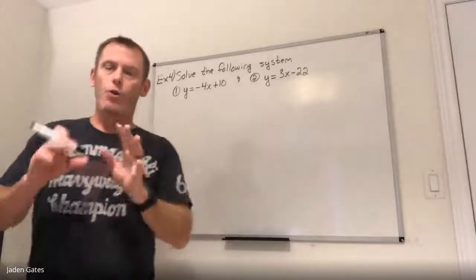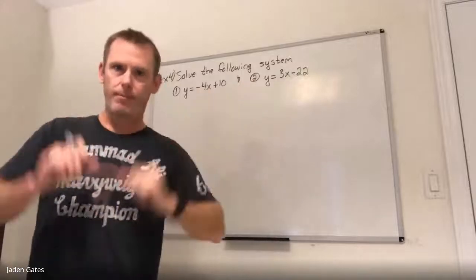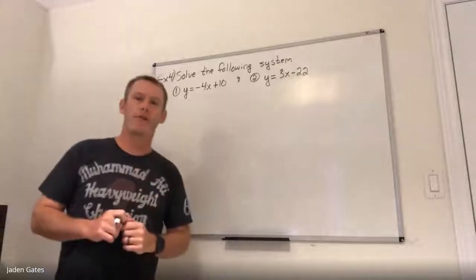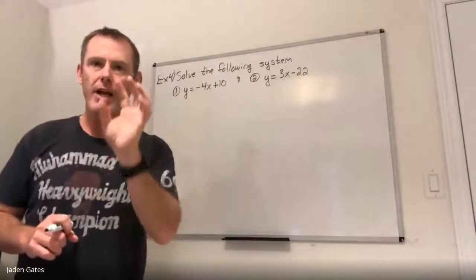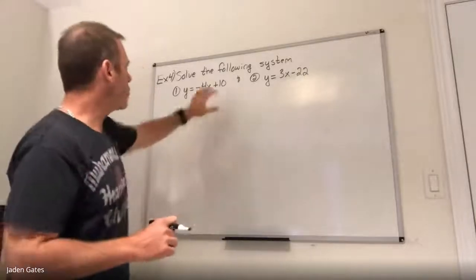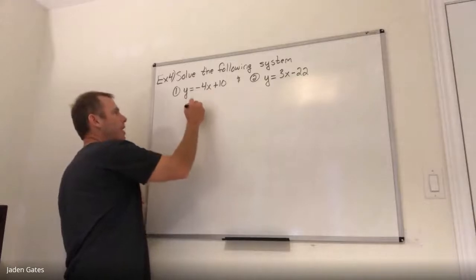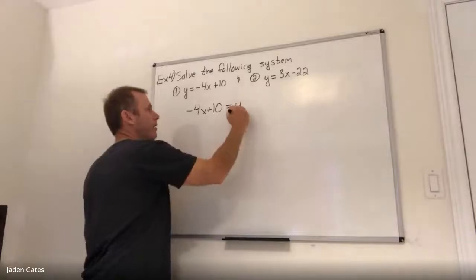Now, here's the whole trick of this. If you get this concept coming here in the next minute, it won't be that bad for you, I don't think. Again, I said the point of intersection is special because they have the same x and the same y at the same time. So I'm going to write these equations a little bit differently. I'm going to write negative 4x plus 10 backwards, equals y.